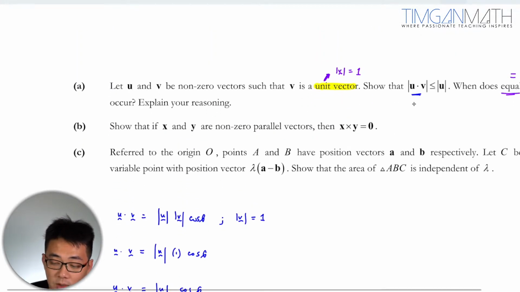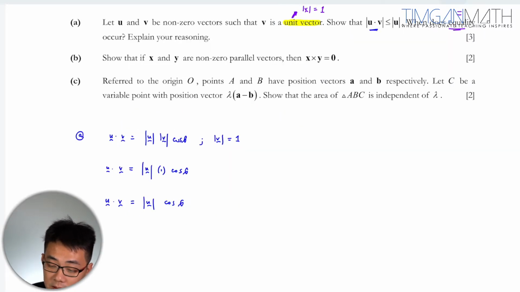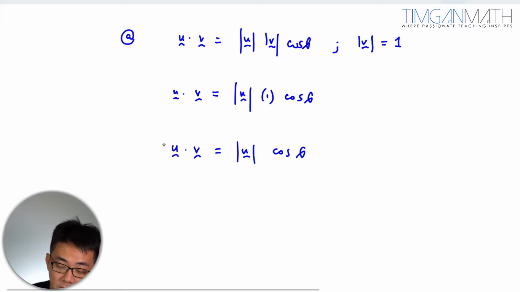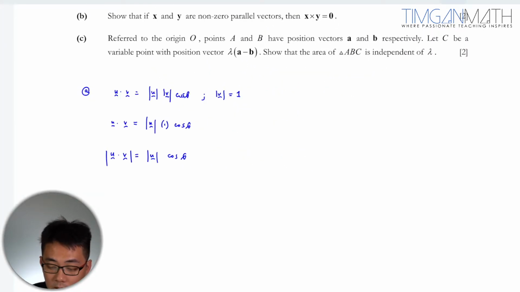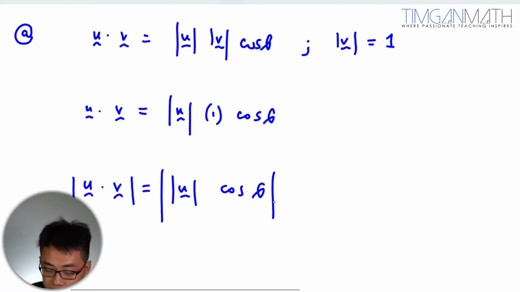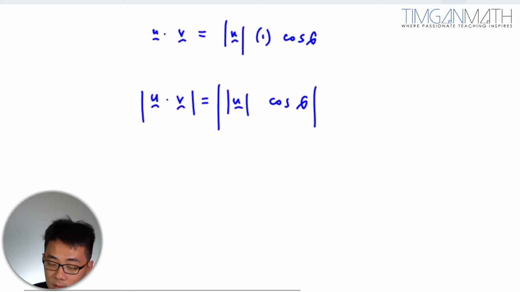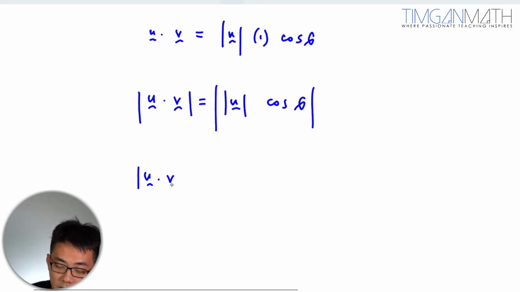Now, how do I find out the inequality sign? What we could do is just take the modulus of both sides. So I'm just going to mod both sides, and I'm going to make sure that theta is an acute angle, not an obtuse angle. So mod this side as well. This will just be modulus of u dot v equals modulus u times modulus cosine theta.